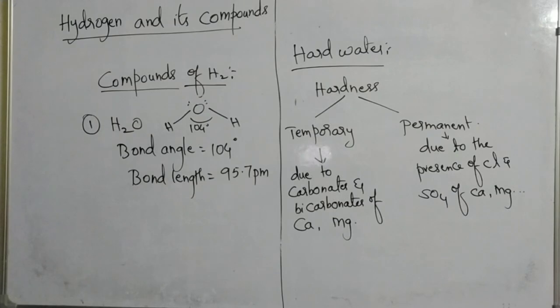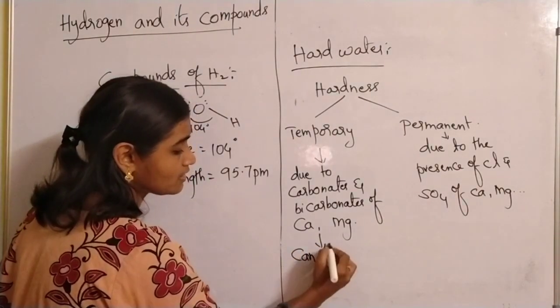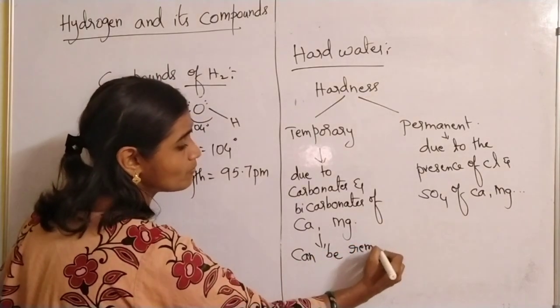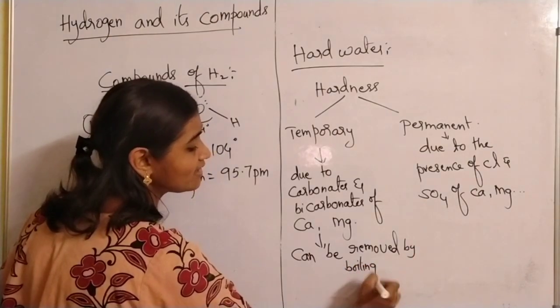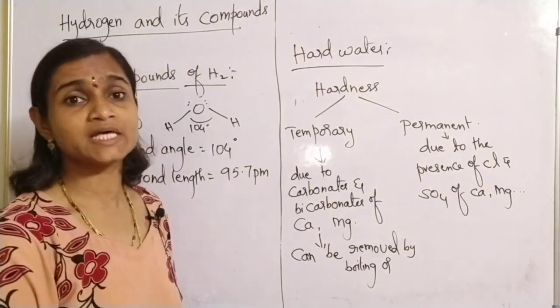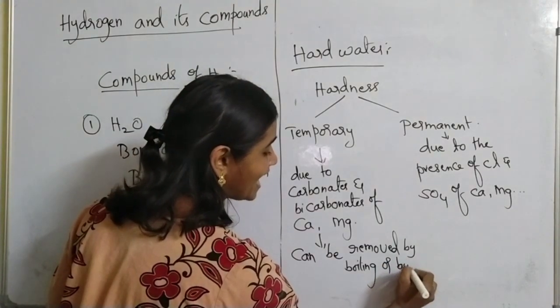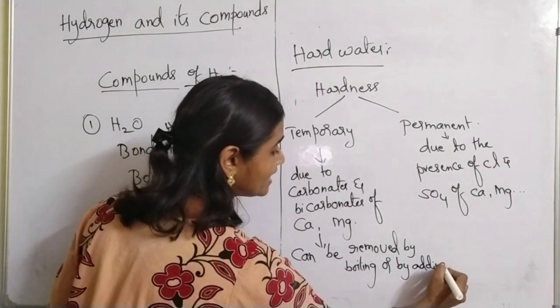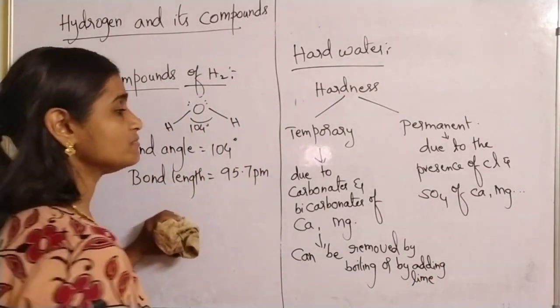So temporary hardness can be removed by what? By boiling or by adding lime. What is lime? Slaked lime. Calcium hydroxide is called as what? Slaked lime. By boiling or by adding lime. Here lime means what? Calcium hydroxide.